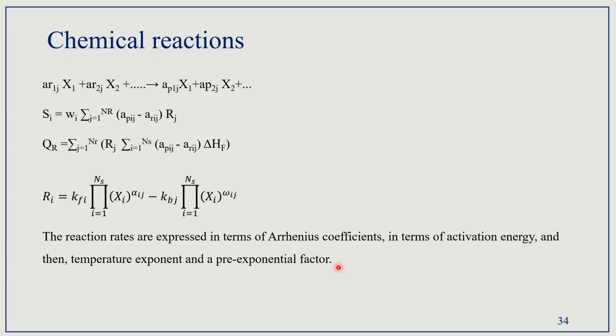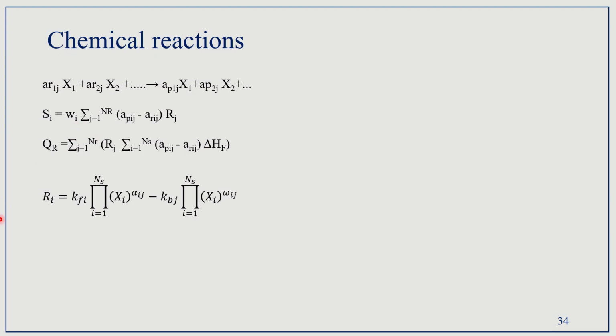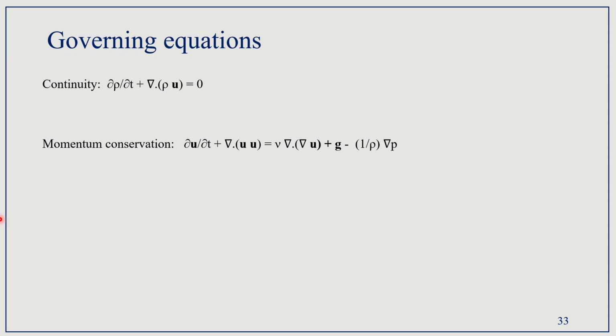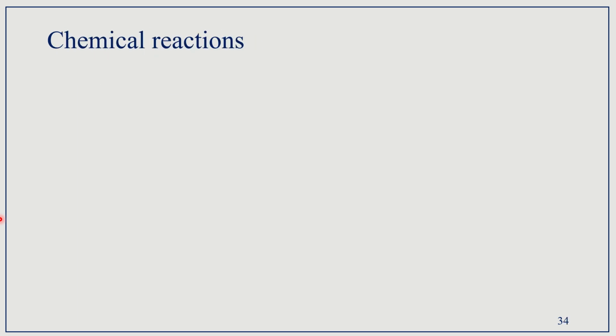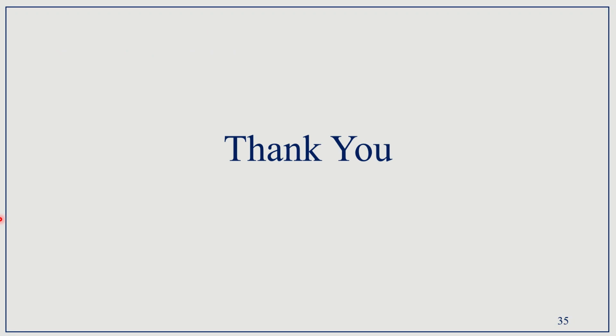It is not directly accounted for because we can calculate it from these values as well. That's why in the previous question, it is not explicitly required, but it is coming out in the form of Arrhenius coefficients, activation energy, temperature exponent and pre-exponential factors. So in the species balance equation and in the energy conservation equation, we have the rate of reaction terms. So we can calculate it, it is not directly required. That's what it means.